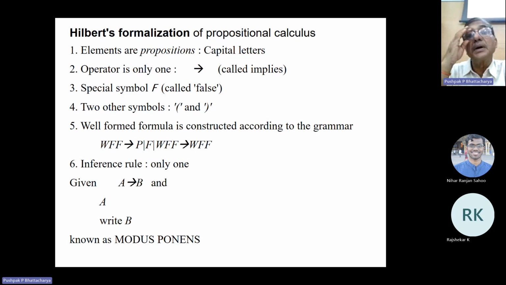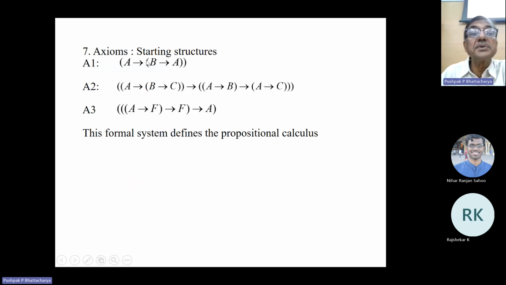Then we introduced a formal system, a very simple system called propositional calculus. Its formalization was introduced through these three axioms: A implies (B implies A); (A implies (B implies C)) implies ((A implies B) implies (A implies C)); and ((A implies F) implies F) implies A. These three axioms and the modus ponens rule are sufficient to capture propositional calculus.